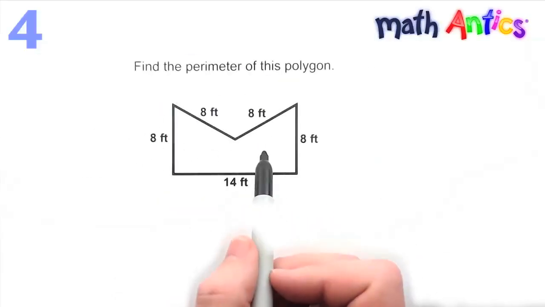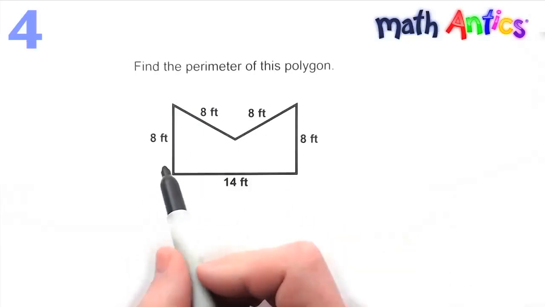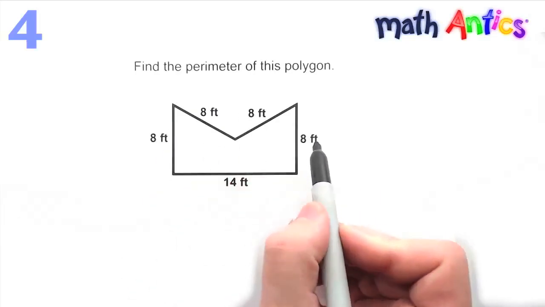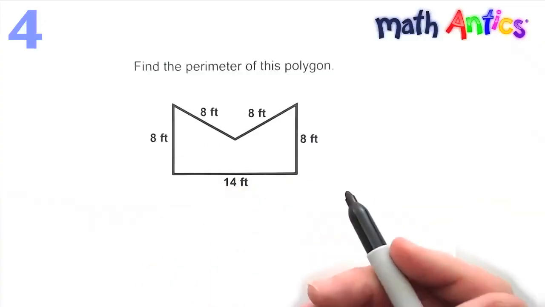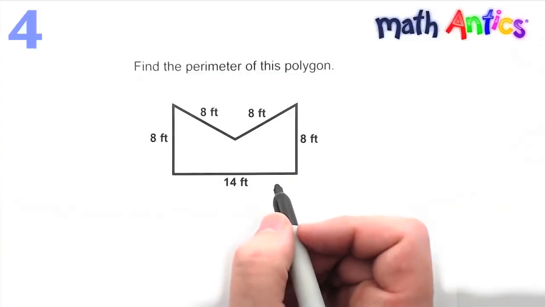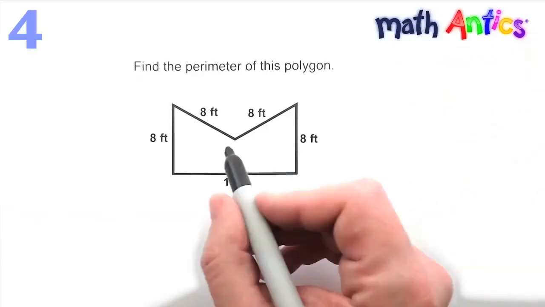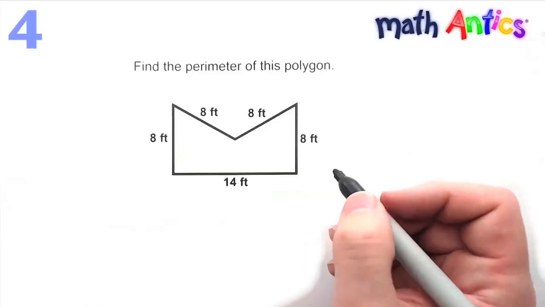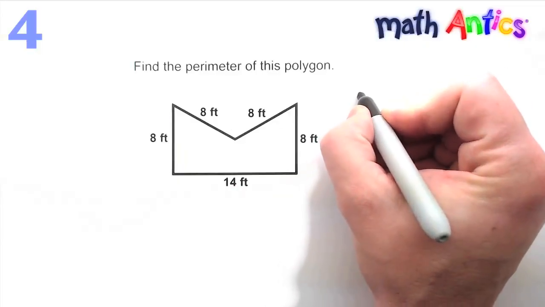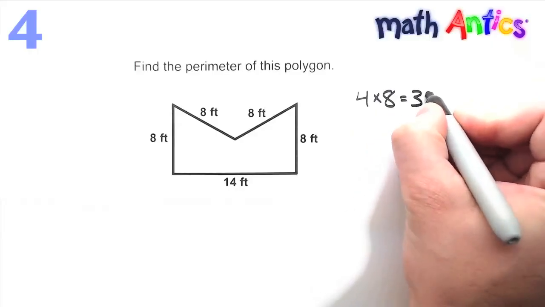And now we need to find the perimeter of this polygon. This also has a lot of edges, but you might notice that 4 of these edges all have the same length. 8 feet, 8 feet, 8 feet, and 8 feet. So we can do a little shortcut here, and instead of just adding up a row of 5 separate numbers, we can add up all these at the same time with multiplication, because that's just repeated addition. 4 times 8 equals 32.